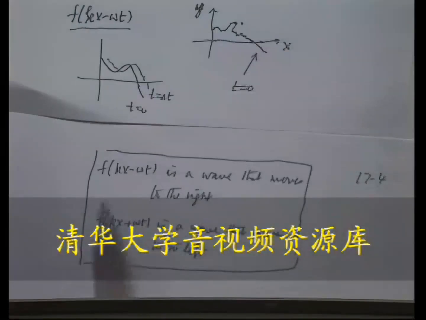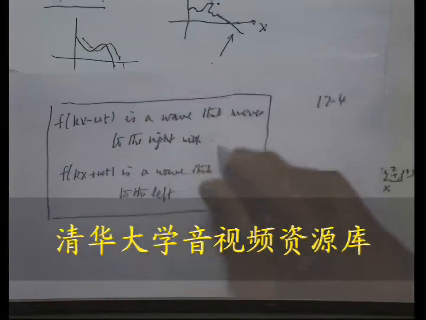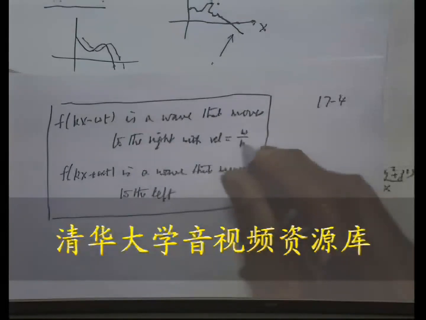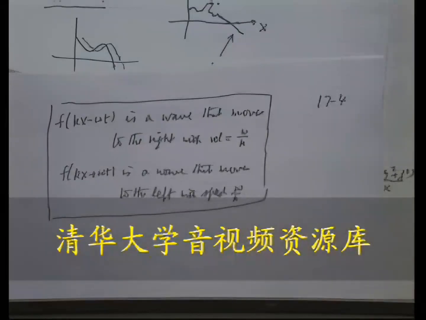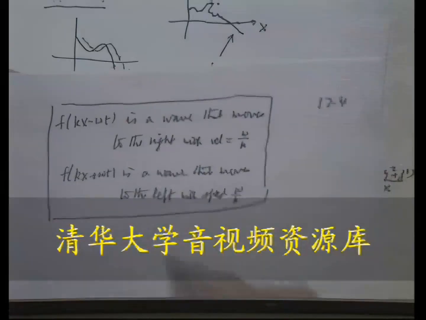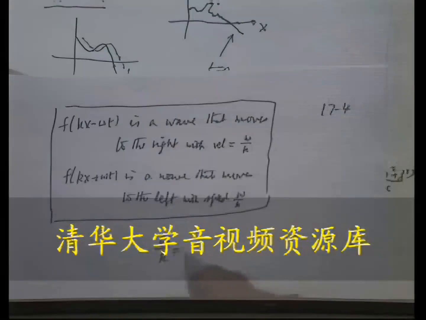Because f of 0, at t equal to 0, occurs at x equal to 0. At t equal to 1, if you want the same f of 0, then you must put kx minus omega equal to 0, so x is equal to omega over k. So the wave moves to the right with a velocity, with speed, omega over k. Speed is only the absolute value, so now there's an important formula: omega over k is equal to the speed, to the left or to the right depending on whether it's kx minus omega t or kx plus omega t.